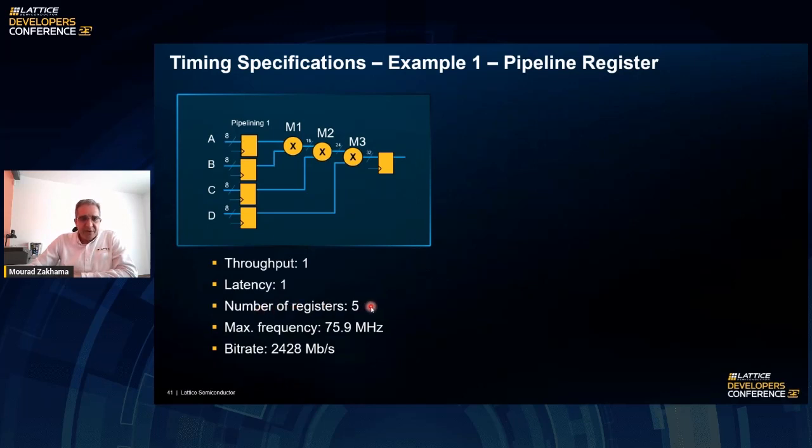We're using 5 registers. But as you can see, there are 3 multipliers cascaded, which makes it a little hard to go through all 3. The delay is longer, so we can only operate at 75 megahertz.